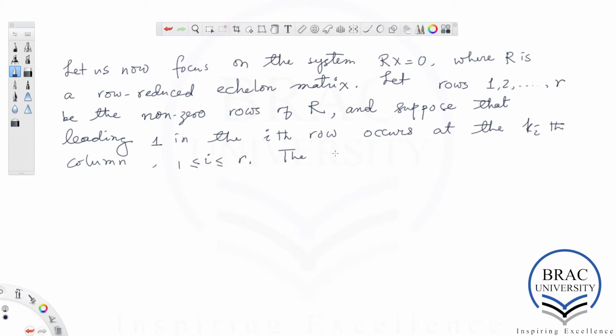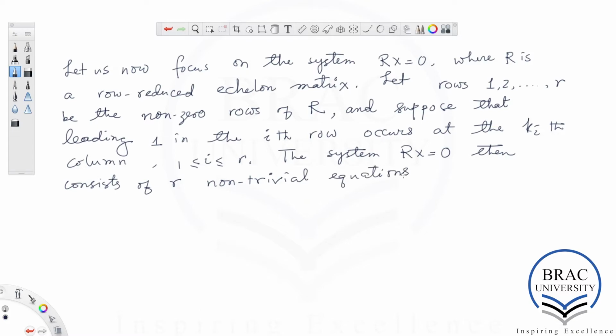The system Rx is equal to 0 then consists of r non-trivial equations. Okay, so all the zero rows are trivial equations, 0 is equal to 0. Okay, so the only non-trivial equations are represented by the non-zero rows of the underlying system Rx equal to 0.